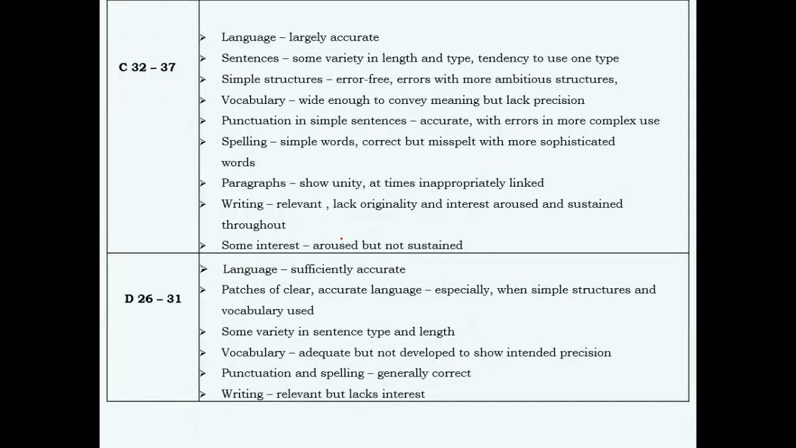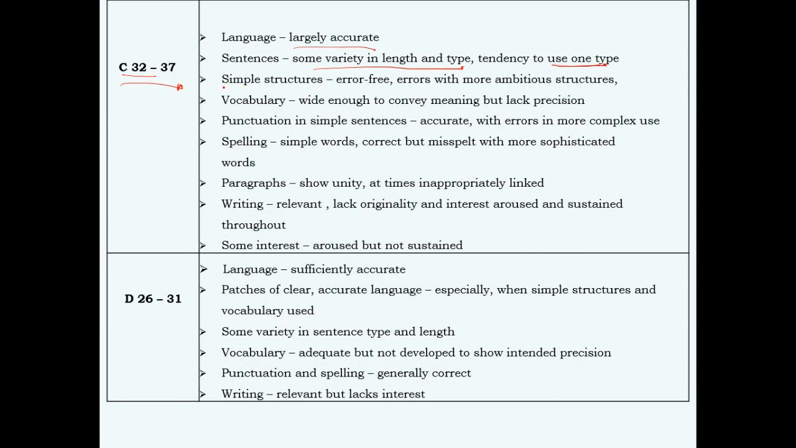However, if you go down, okay, if you're in a C range, language largely accurate, sentences, some variety in length and type, tendency to use one type. So when I say tendency to use one type, there are different types of sentences you've learned: simple sentences, compound sentences, complex sentences. So in your essay, you will need to use these types of sentences. However, if you're just comfortable using one type of sentence, all right, you may fall under this category, okay?